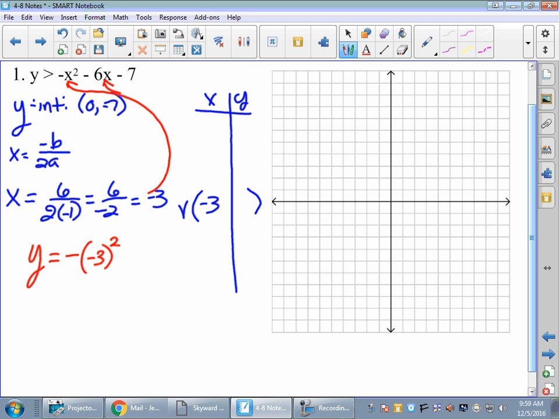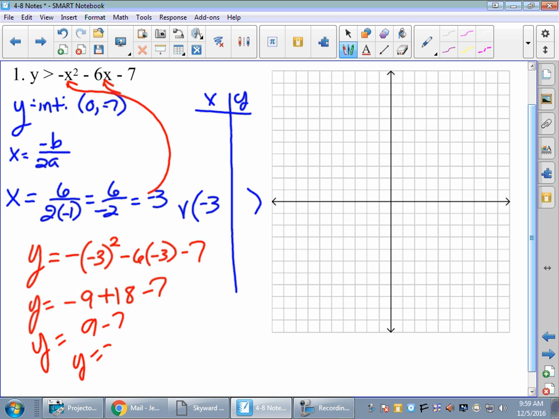You cannot combine those negatives first. You have to do the exponent first, then multiply by the negative 1. Minus 6 times negative 3 minus 7. So this actually simplifies to a negative 9. Negative 3 squared is positive 9, but then we take the opposite sign of it. A negative 6 and a negative 3 makes positive 18 minus 7. Negative 9 plus 18 is 9, minus 7 is 2. So I get my y coordinate for the vertex, which is 2. So negative 3, positive 2 is my vertex.